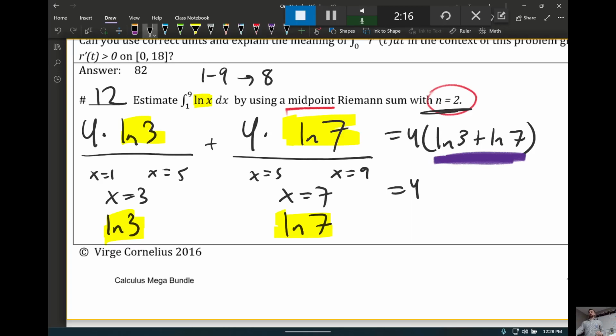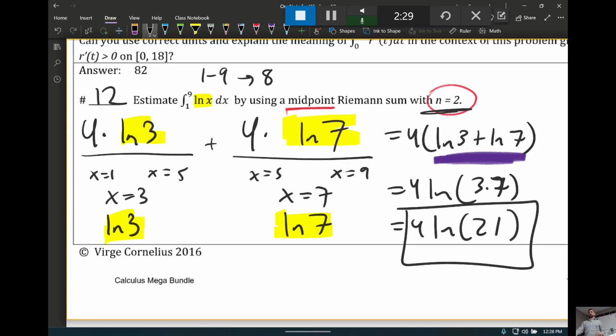So, if you have two of the same type of logarithm, both natural logs, if they're separated by addition, you can multiply those two things to condense them. And if they had been separated by subtraction, you could condense them with division. So I would end up with 4 natural log of 21.